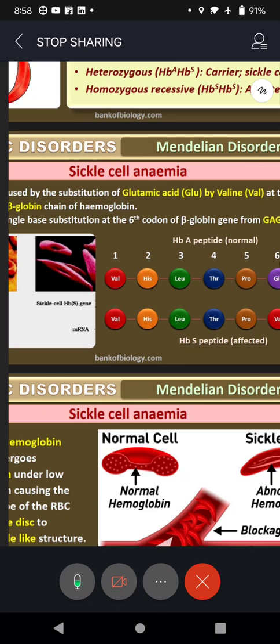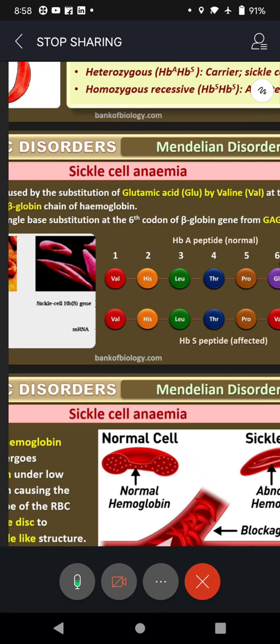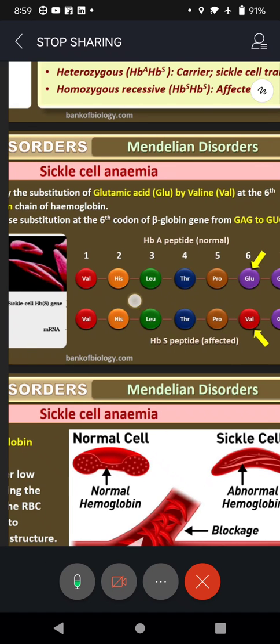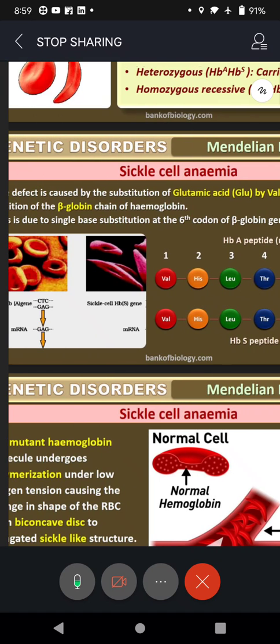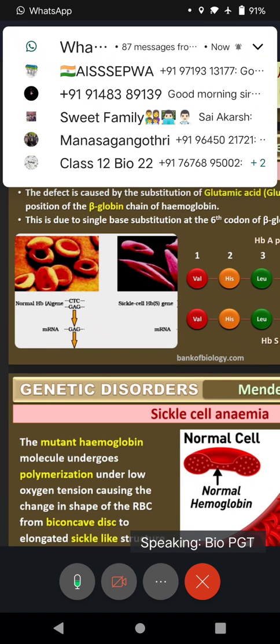Amino acids are monomers. Monomers join together to produce a polymer. So protein is a polymer because it is formed by the addition of monomers called amino acids. Glutamic acid is an amino acid. Valine is an amino acid. And where is this happening? At the 6th position of the beta globin chain of hemoglobin.